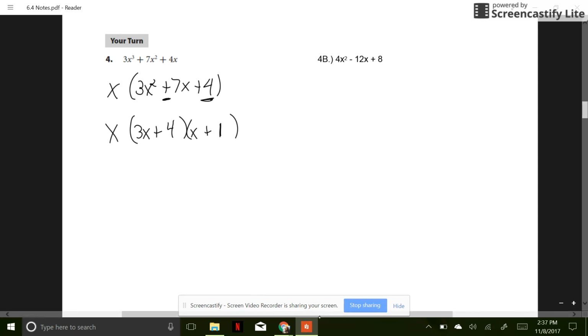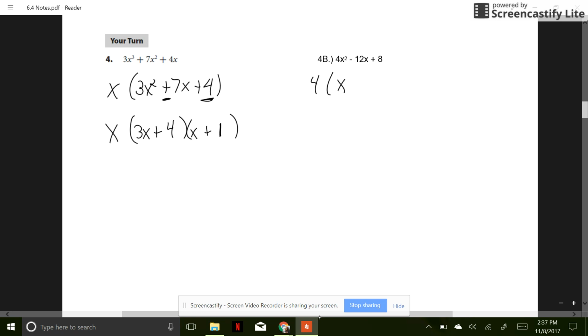Once you know the 3x and the x are going to be the first terms, and you know the last terms have to multiply to 4, you can plug in values, see if they work, FOIL it back out. If they don't work, they don't work. Try the next one. So keep that in mind as you're working through trying to factor something like that. Looking at 4b, the only term we can factor out is going to be a 4.